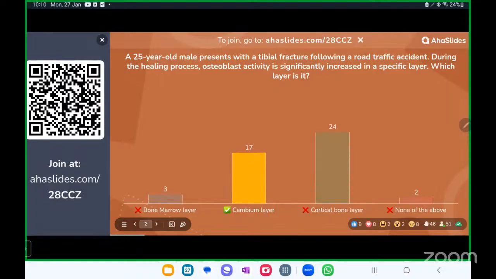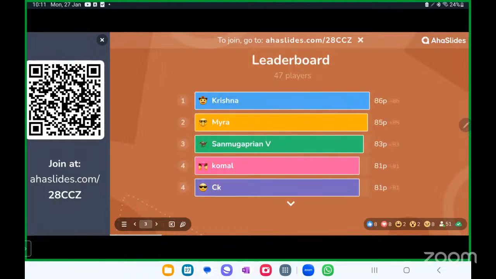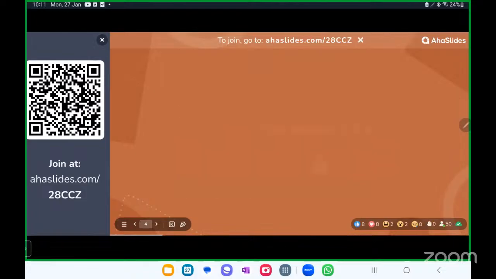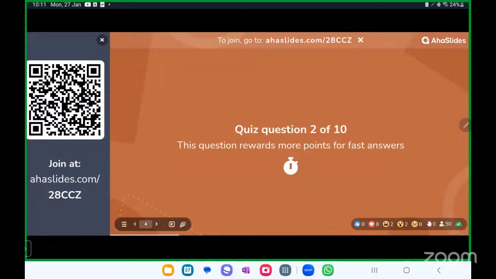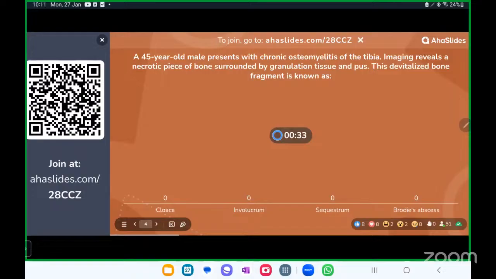Yes, the answer is cambium layer, and there is a doubt between cortical bone layer and cambium layer between the two options. Right now, Krishna is leading, followed by Mayra, Shanmugapriyan, Komal, and CK. Okay, moving on to the next question.